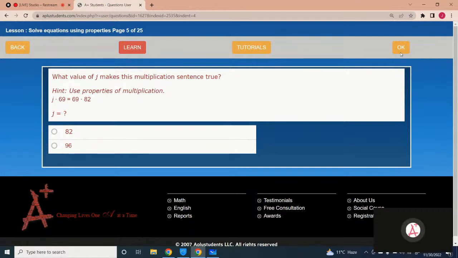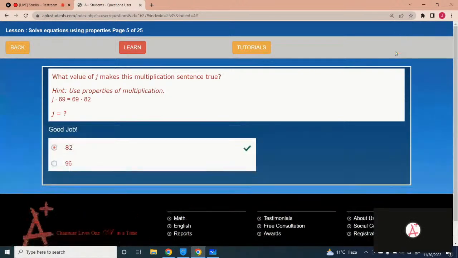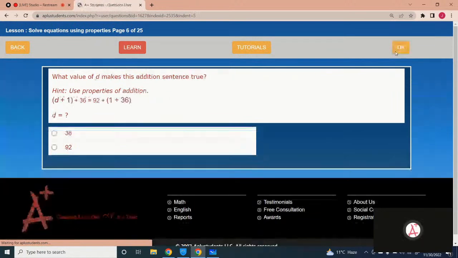which is the correct option? It would be 82 because here you have 69 on both sides, but here you have 82 and here you don't have 82. That means the missing number is 82. Got it? Yes, very good, Taiwo. It is 82. Okay. What value of D makes the addition sentence true? What is the D? Which option is the correct one? 36 or 92?